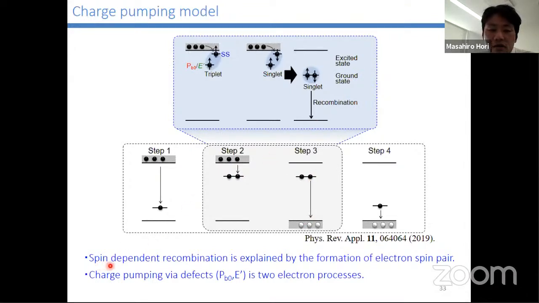In conclusion, spin-dependent recombination is explained by the formation of an electron spin pair, and the charge pumping by defects is a 2 electron process.